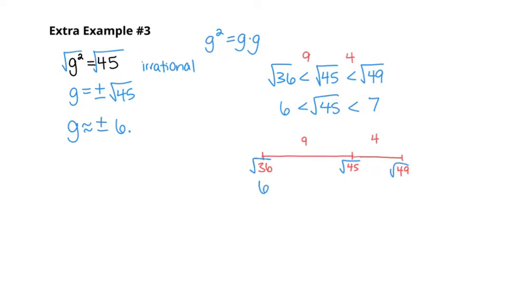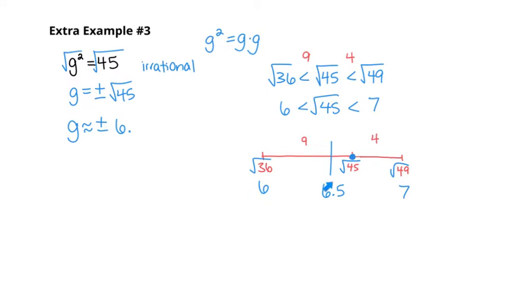So this is 6 now. This is still square root of 45, and this is 7. So now, instead of looking at a number line from 36 to 49, I'm looking from 6 to 7, but I know where to place the square root of 45 now because I started off with the numbers under the square root. So now you're going to mark smack dab in the middle of 6 and 7, which is 6.5.